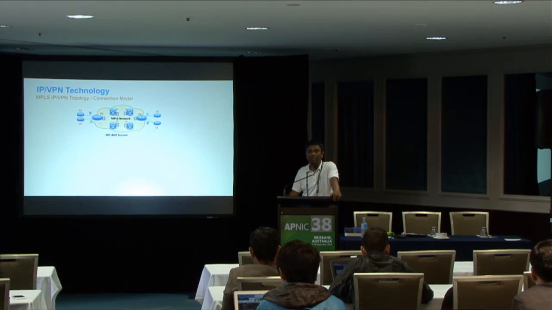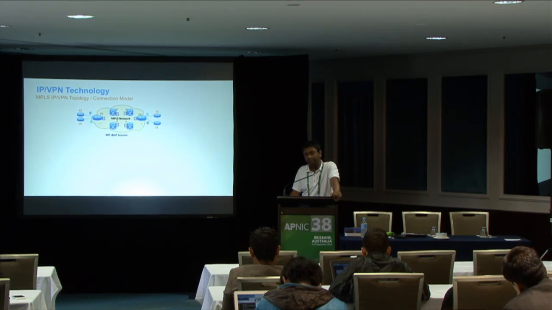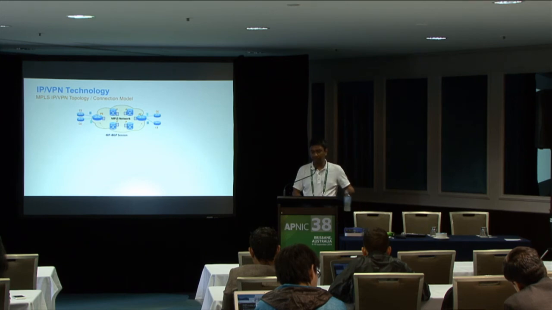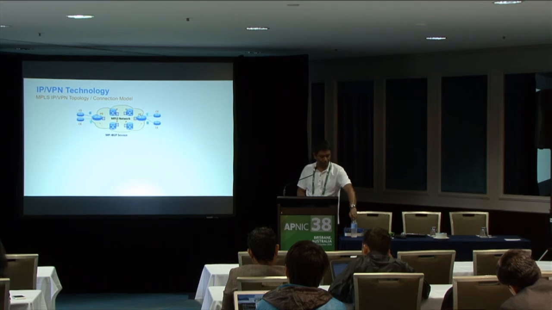So far what we have discussed: P routers, C routers, VRF, VPN v4 prefix, RD, RT. Make sense? So many things. Any questions so far? Okay.